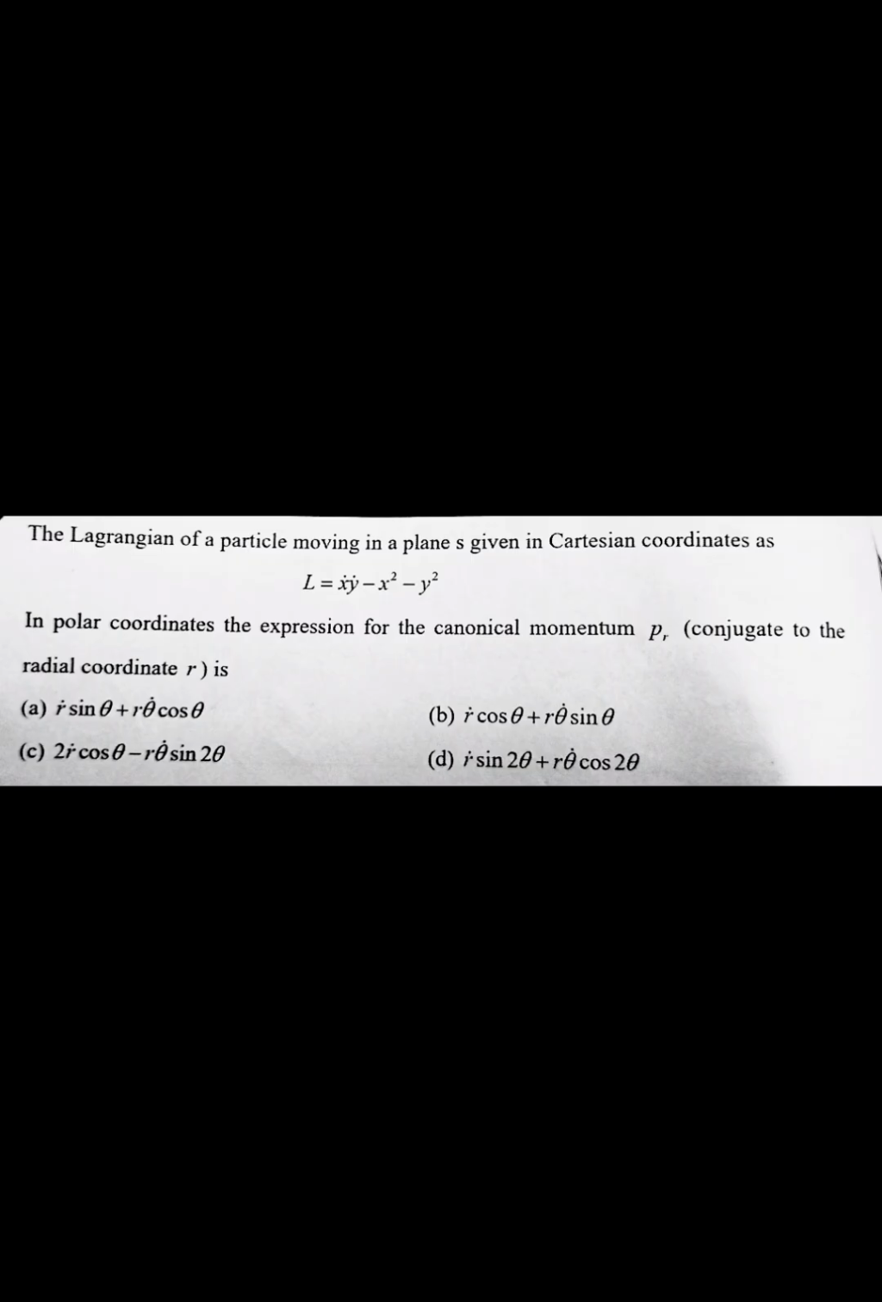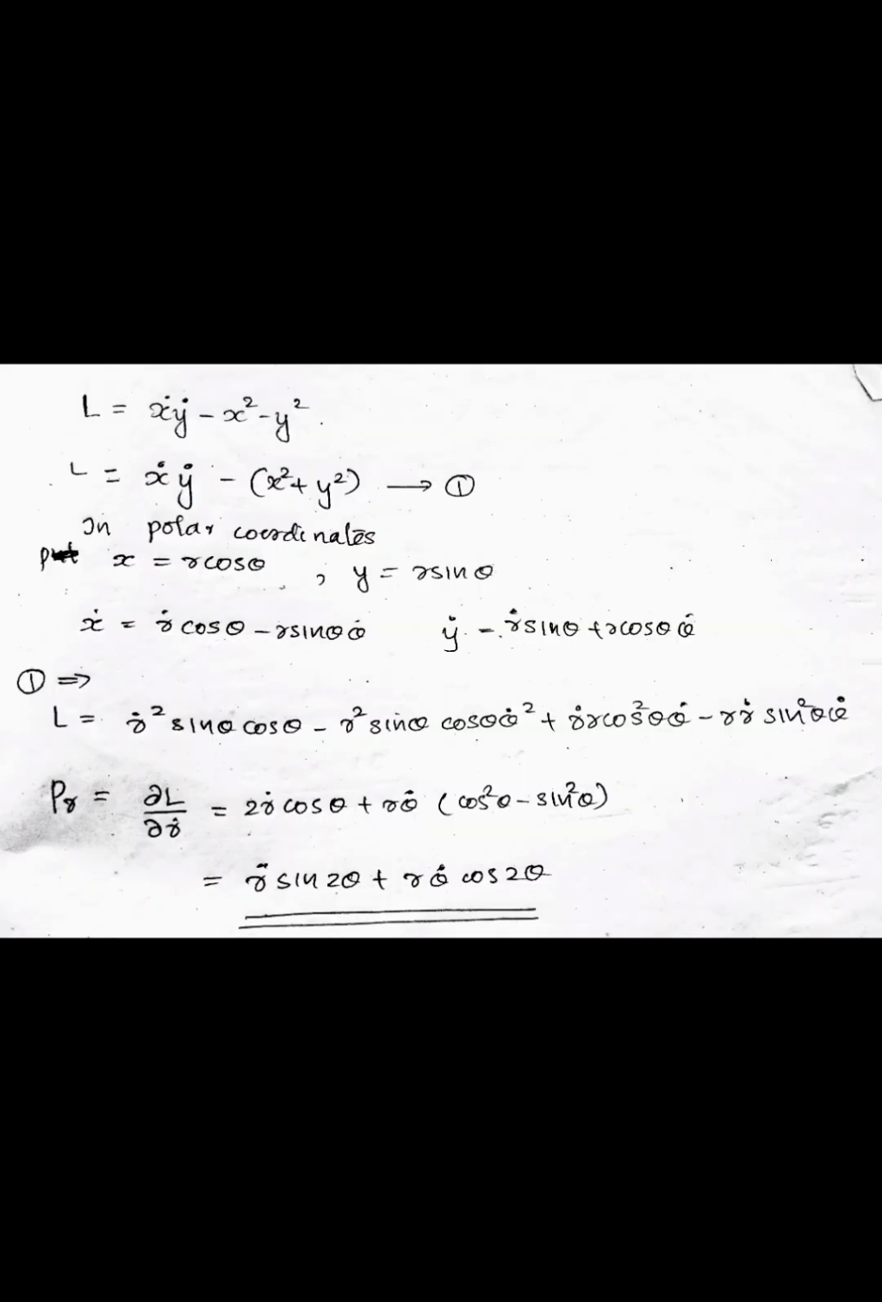So the next question is, the Lagrangian of a particle moving in a plane is given in Cartesian coordinates as L is equal to x dot y dot minus x square minus y square. In polar coordinates, the expression for the canonical momentum Pr is dash. So here we need to find the canonical momentum Pr. So in this question, L is given as x dot y dot minus x square minus y square, and we can rewrite it as L is equal to x dot y dot minus (x square plus y square).